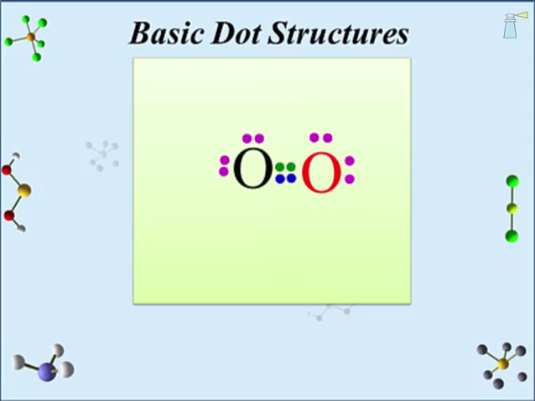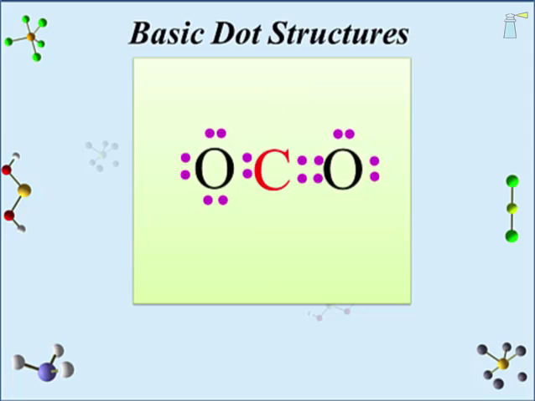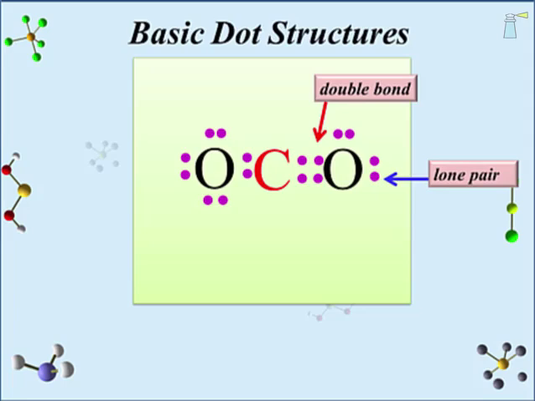A little terminology first. A pair of dots between 2 atoms is a single bond. 2 pairs is a double bond. And lone pair electrons are valence electrons that do not participate in bonding. They can be turned into bonding pairs, but that is a topic for later in the lecture.